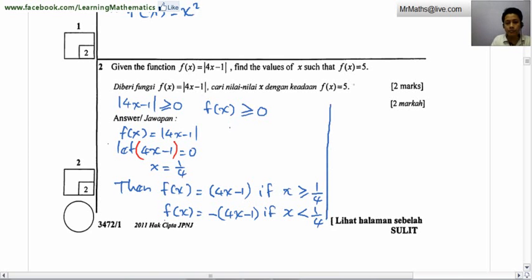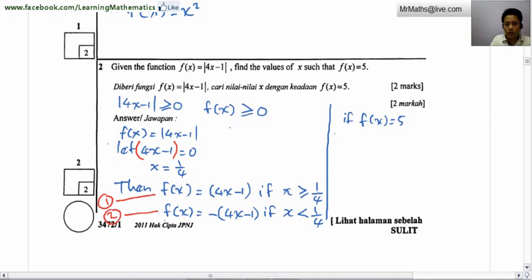Okay, then if f(x) is equal to 5, then what is the value of x? Okay, let me give a name to these two equations. While I'm running out of space, I can name this as equation 1 and this as equation 2.